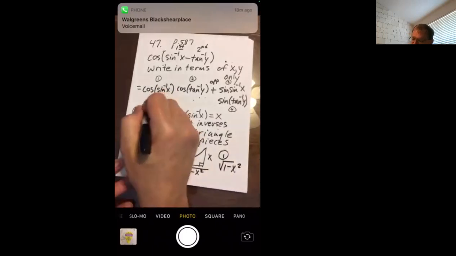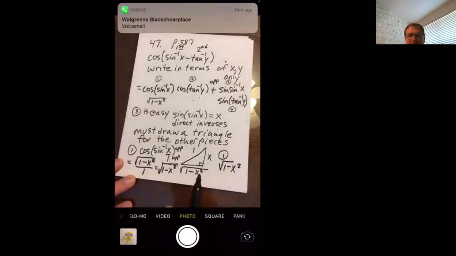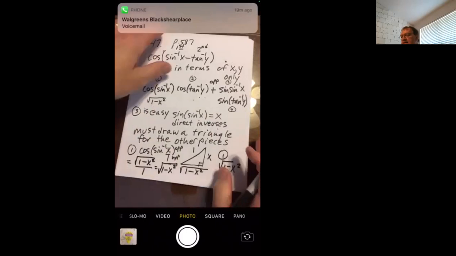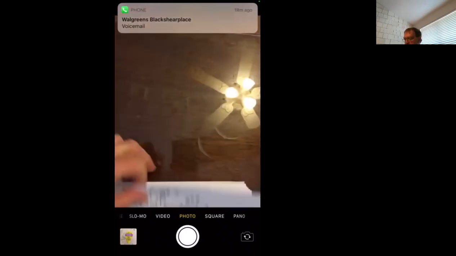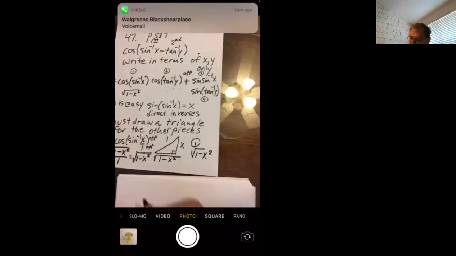Maybe I'll write it underneath here. That's the square root of 1 minus x squared. All right, piece 2. And really piece 4.